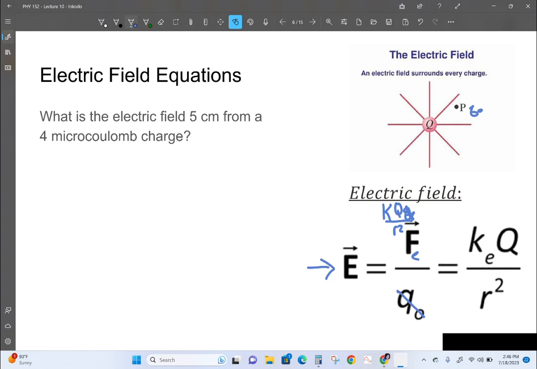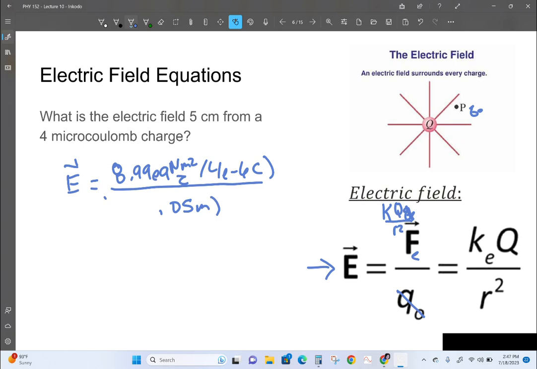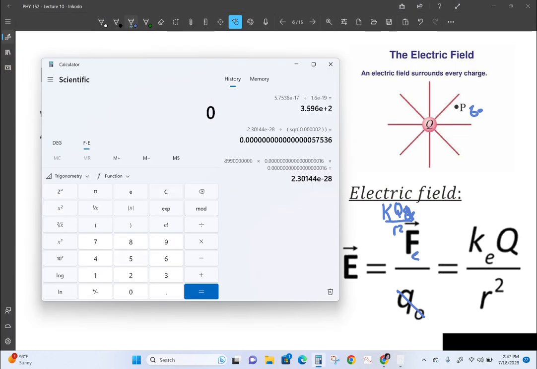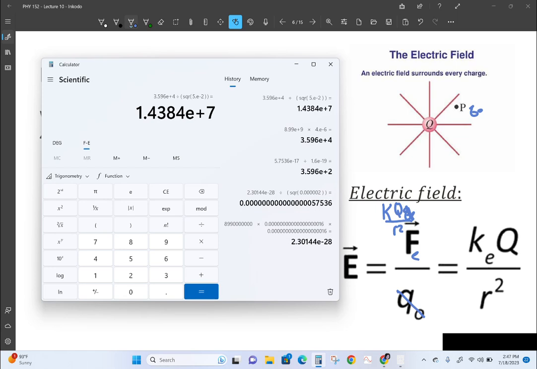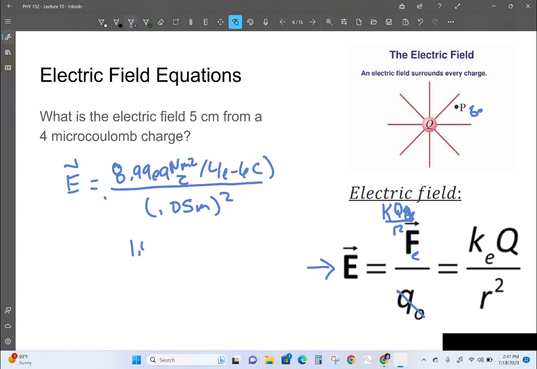So if I know that I have a 4 microcoulomb charge, I don't need to know what the charge is near it to find the electric field. The electric field is going to be 8.99 e to the 9 newton meters squared per coulomb squared times 4e to negative 6 coulombs divided by 0.05 meters squared. So 8.99 exponent 9 times 4 exponent negative 6, divided by the quantity 0.05 squared, and that's 1.44 e to the 7 newtons per coulomb. So both our meters cancel out, but only one of the coulombs cancels out.